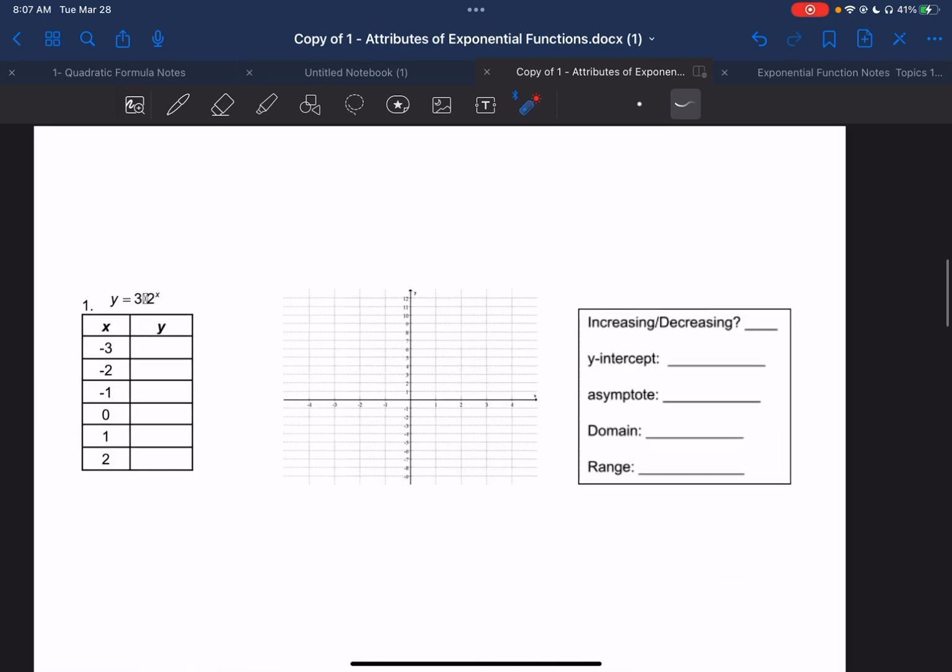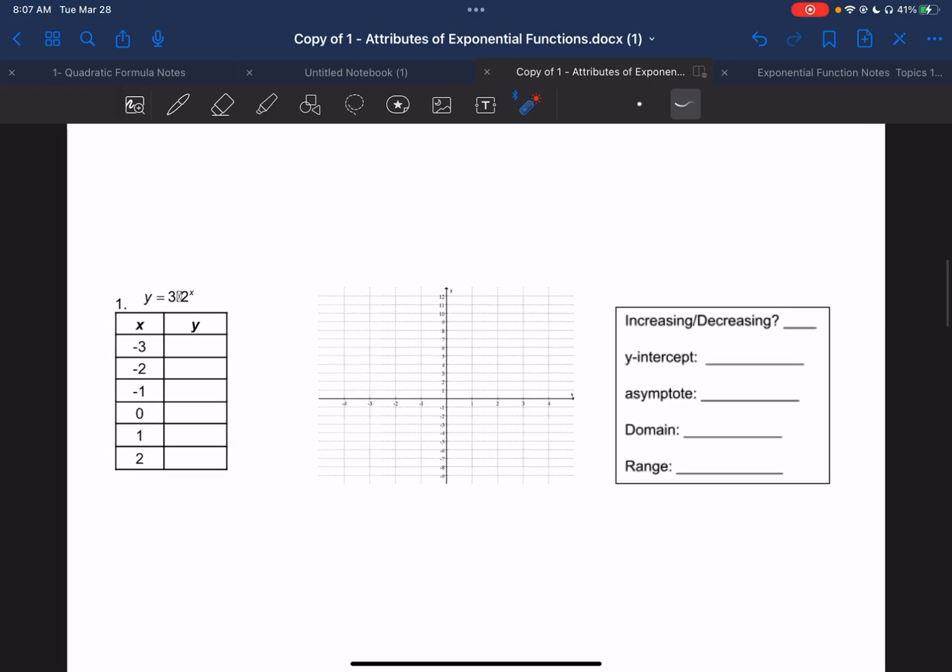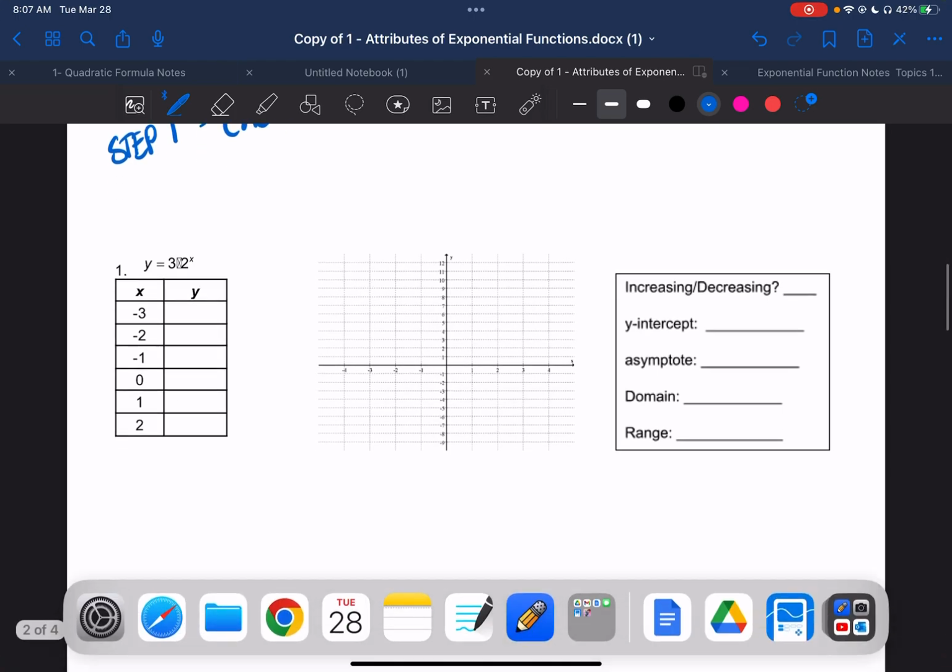So I'm looking at this. We need to come up with a table. We're going to graph this table, and then we're going to come up with its increasing, decreasing, and asymptote and all that other stuff. All right, so step 1 is to plug it into your calculator. So step 1, we'll put calc. So here's what we're going to do. Bring out my calculator. Make sure you guys have your calculator.